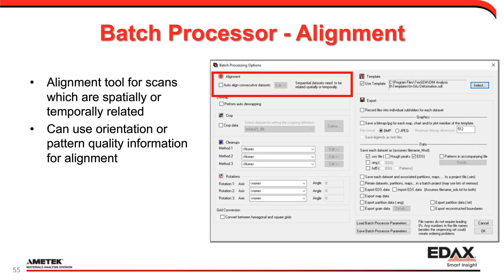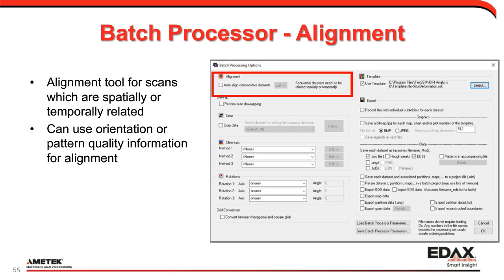Oftentimes I'll get samples from people and they'll send me 3 or 4 samples, so I collect a scan from each one, and then I want to process them all the same so I can show comparisons. The first one's an alignment tool. Obviously for alignment, they should be spatially or temporally related. So if we've done in situ heating or in situ deformation, we use the alignment tool. If we've done 3D serial sectioning, we use the alignment tool.